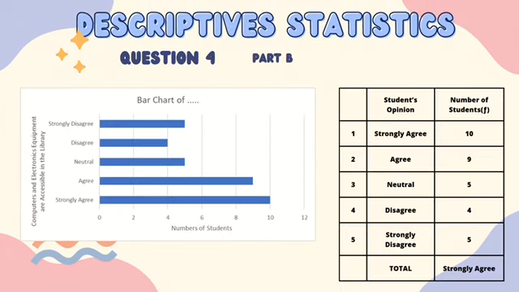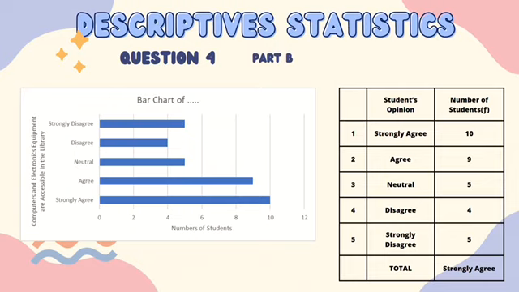Today I'm going to present to you question 4, part B. The data below shows the agreement between students about whether computers and electronic equipment are accessible in the library. Based on the bar chart in front, 10 out of 33 students strongly agree with the accessibility of equipment and electronics in the library. There are also 9 people who agree with them.